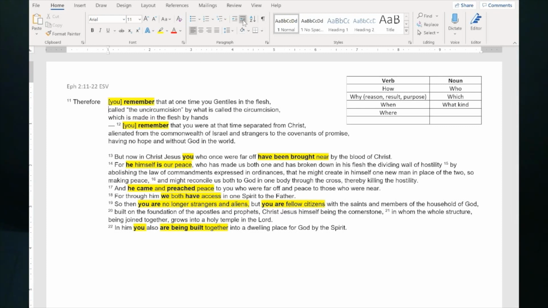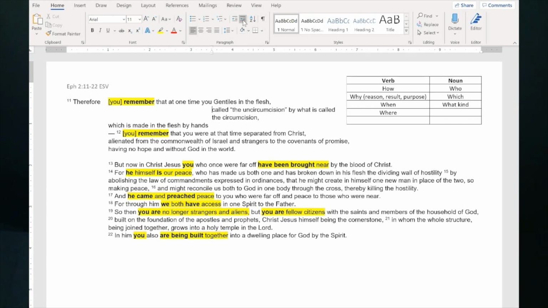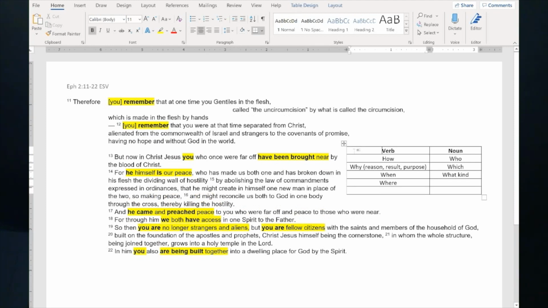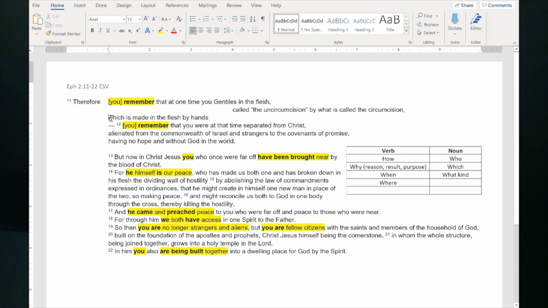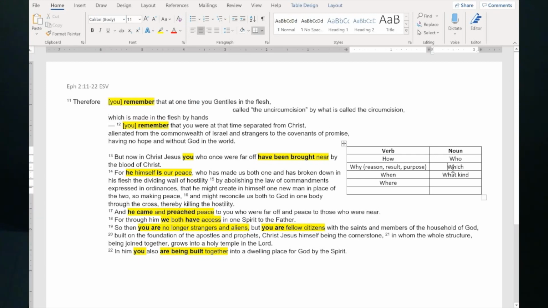The Gentiles are the people who are called the uncircumcised by those people who are the circumcised. Okay? We're going to keep doing that. So we take this next phrase, and this next phrase begins with "which." And if you come to this little chart that I just made, "which" actually tells you more about a noun.